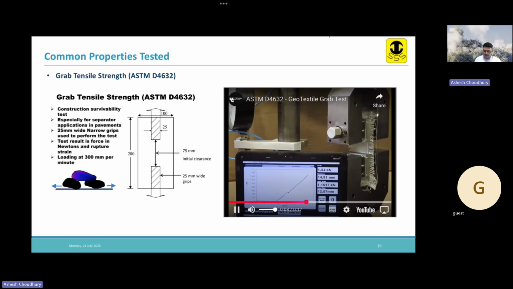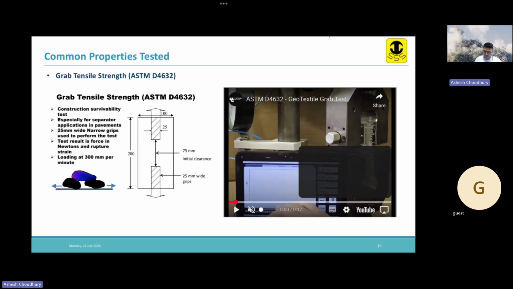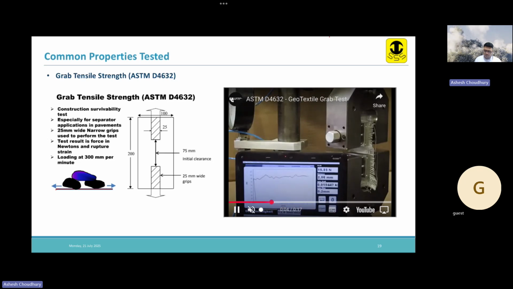Here it is pulling on the right side. I'm going to make it slower. This white color is my sample, and we are pulling it. Initially, the graph is rising, rising, and then it will have a sharp drop. That means the sample has failed. So the maximum that has gone, that is my tensile strength. Let's watch it once more.